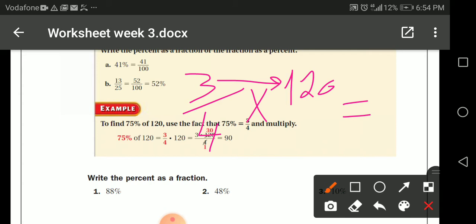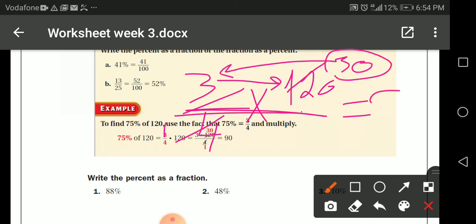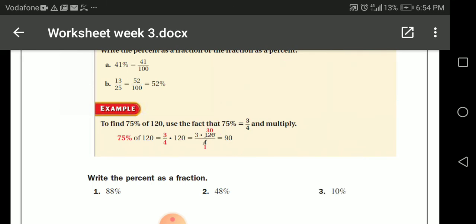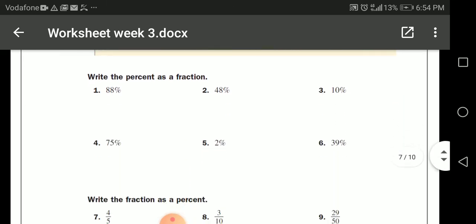Okay guys, so how can I solve this? Remember, when you have something like this, you can simplify. Simplify means divide. Divided by 4 gives you 1. 12 divided by 4 gives you 3, and the 0 comes down like this. 30 times 3 gives you 90. Okay guys, easy.